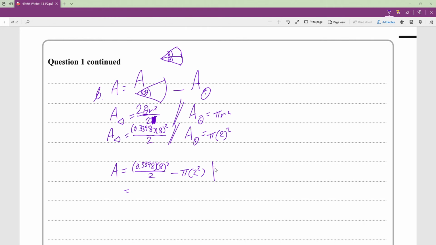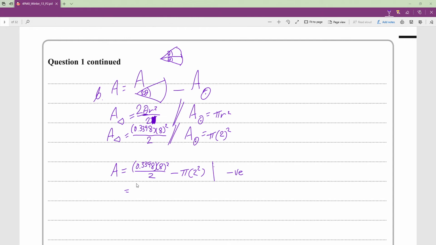This answer set off alarm bells in my head because it was negative. And of course, area cannot be a negative quantity. It's simply against the nature of an area to be negative. So, if you ever notice something like this has gone horribly wrong and something has given you an impossible result, make sure you check your working.